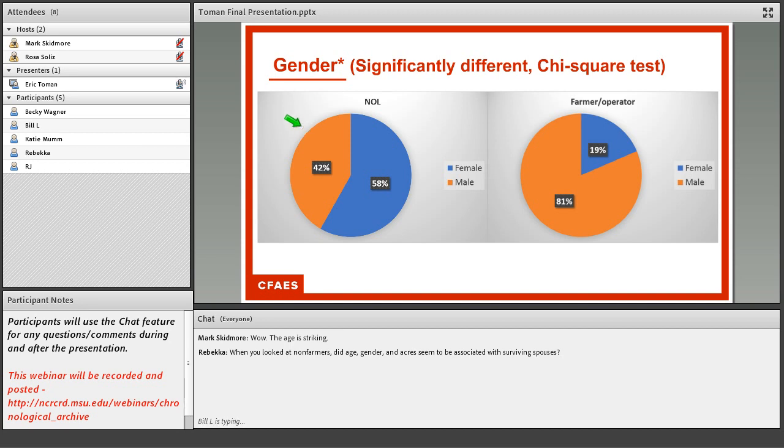So this is here looking at gender. Again, we see a large differentiation between the two, where these are significantly different. I've noted them up here in just a slide header. So our non-operated landowners are much more likely to be female. The farmer operators are much more likely to be male in the sample.